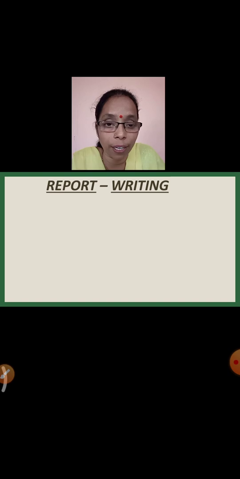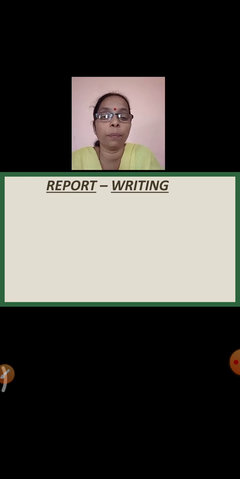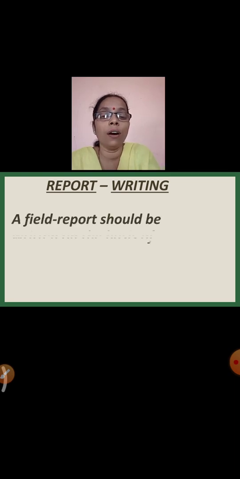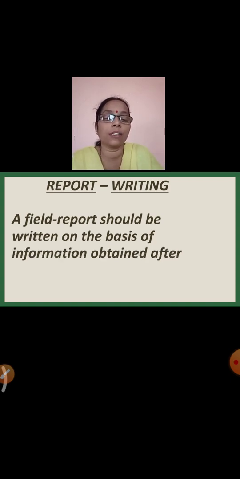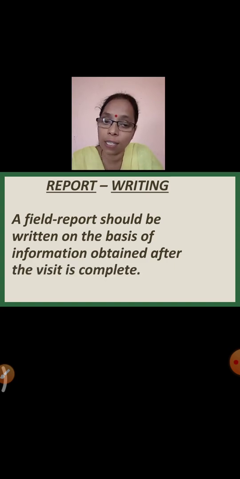So in the same way, when you are visiting a particular place, you have to observe it very carefully and make a note of it in your notebooks. Then it will be much easier for you to write a report. So when you are writing a report, you have to see that a field report should be written on the basis of information obtained after the visit is complete.